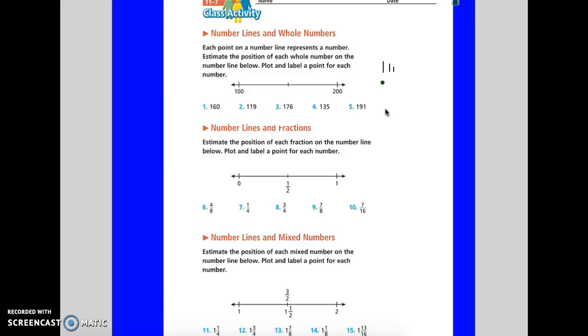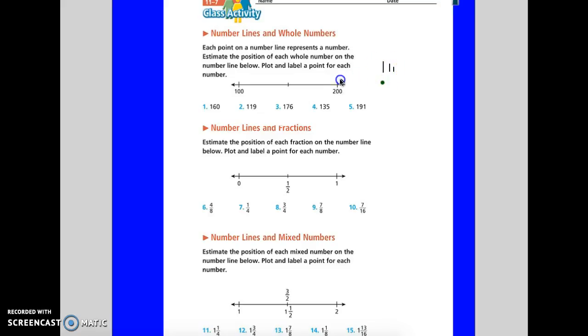So first I have to analyze the number line I'm given. I've got 100, I've got 200, and I have this little point halfway in between. When I divide that in half, I have to think, okay, what's halfway between 100 and 200? And that would be 150. So I know that this little dot right here is 150. And then I'm going to try to divide it up a little bit more.